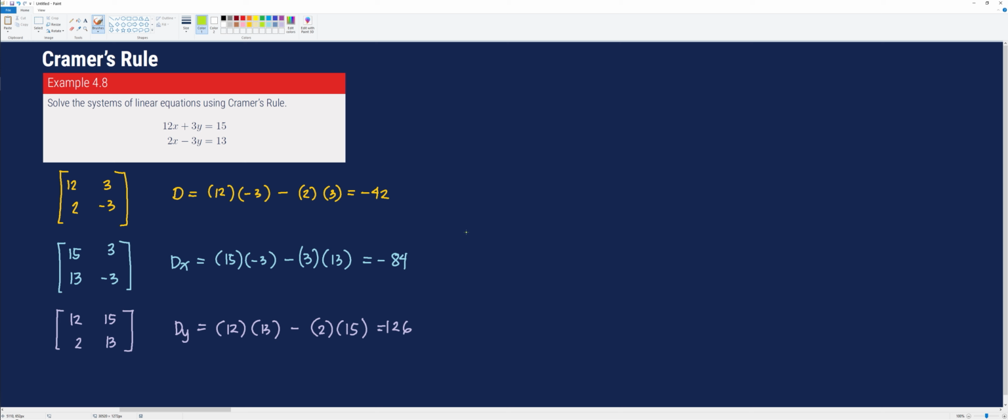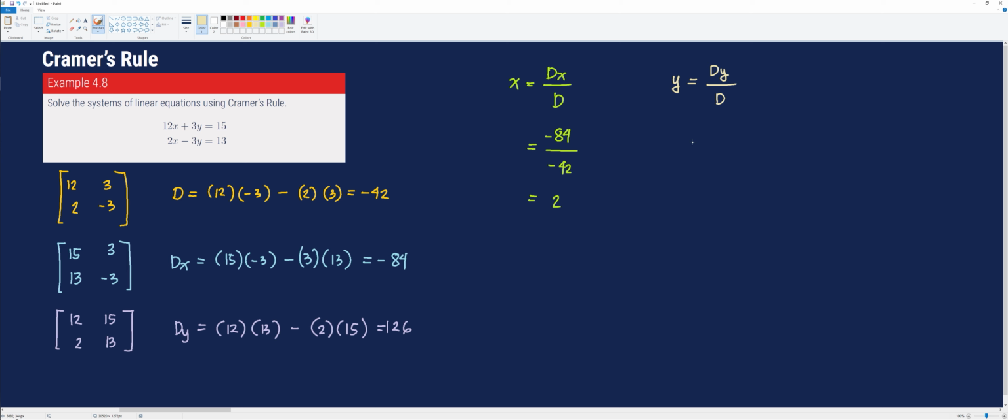126. Finally, we identify the solution of the system by using the following formula. For x, we have D sub x over D, whereas for y, it is D sub y divided by D. Solving the value of x, we have D sub x is equal to negative 84, whereas our D is equal to negative 42, giving us 2 as our answer.